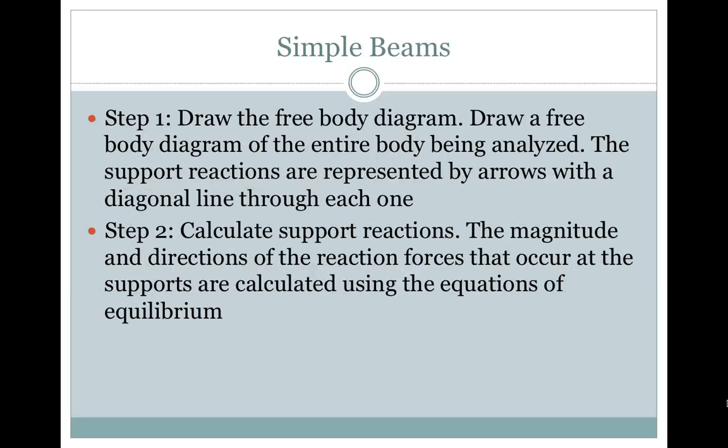Simple beams. Step 1. Draw the free body diagram. Draw a free body diagram of the entire body being analyzed. The support reactions are represented by arrows with a diagonal line through each one. Step 2. Calculate support reactions. The magnitude and directions of the reaction forces that occur at the supports are calculated using the equations of equilibrium.